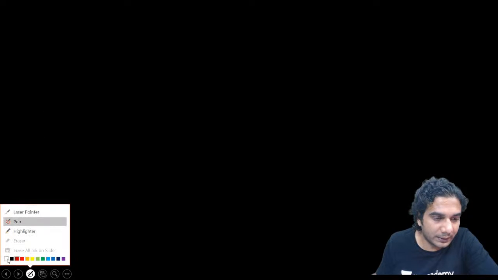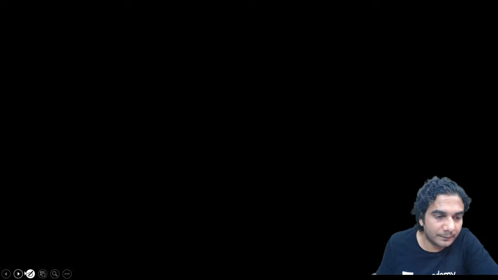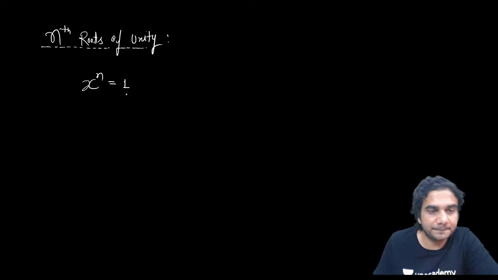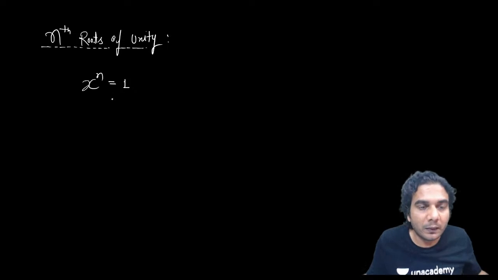So today's topic is Nth Roots of Unity. We'll begin the topic. You can find Nth roots of any number, but first we are doing Nth roots of unity, okay? So this is the equation which you need to solve: x raised to n is equal to 1.